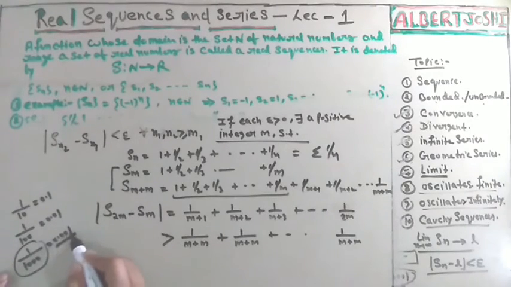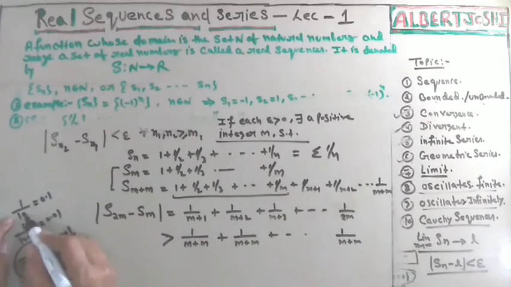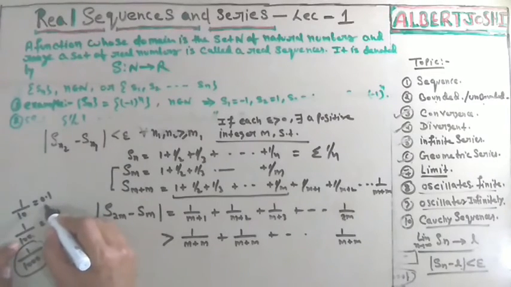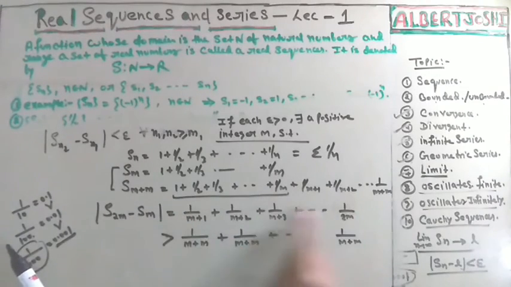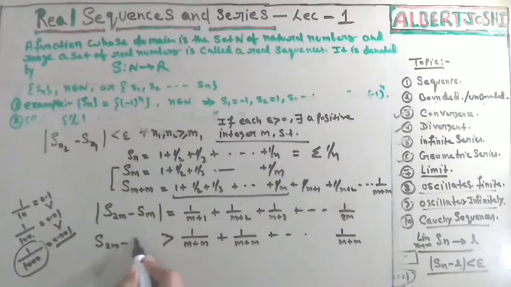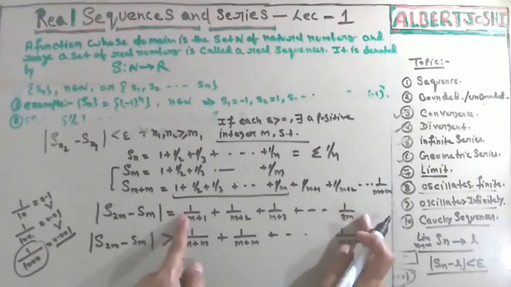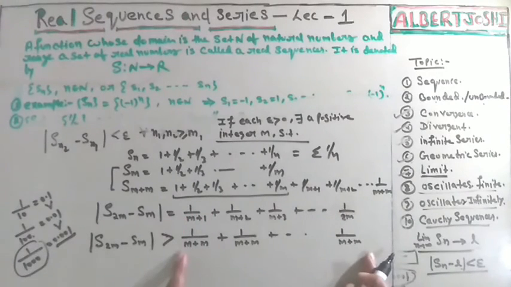You can see that this is 0.001. Before it was 1 upon 100, and before that it was 1 upon 10. So if you are increasing this value, then this is decreasing. If you are increasing this lower value, then the overall value will be less than this value. It means that S2m minus Sm is greater than this value.